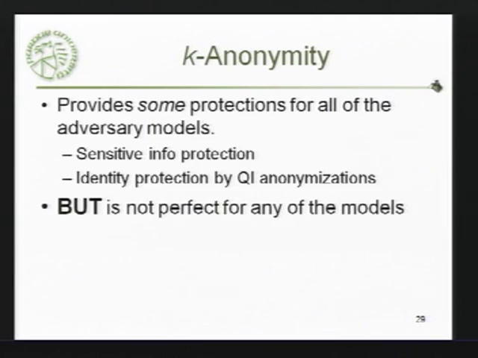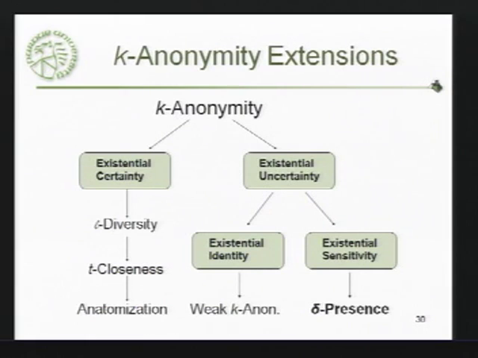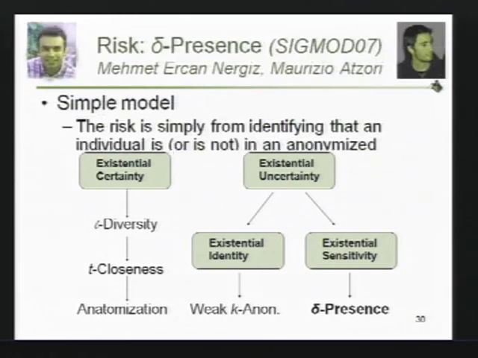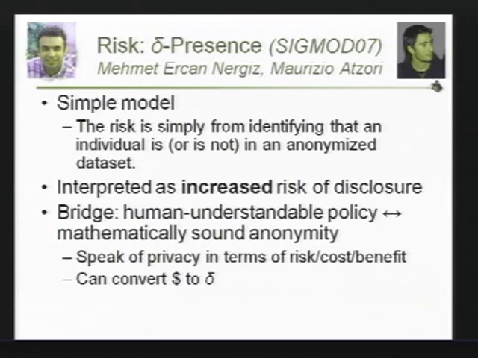Okay, k-anonymity provides some protection in all of these views, but not perfect. Some of the extensions, well, what we're going to look at today is delta presence, which just handles this: is an item in the data set? But it looks at this in a very new way. It looks at the risk associated with learning that someone's in the data set and how sure you are that they are in the data set, and enables us to come up with new ways for anonymization. This work came out in SIGMOD 2007. It's this simple model.